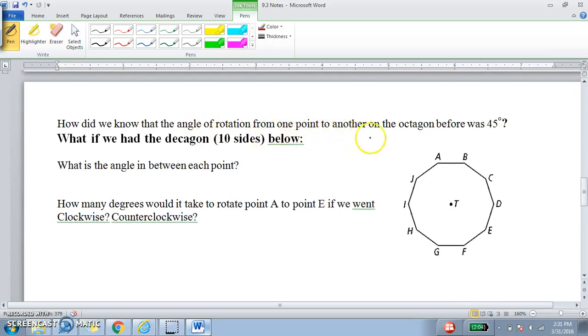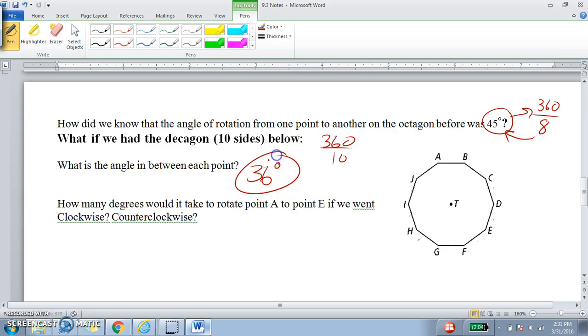So we knew that the angle of rotation from one point to another on the octagon was 45. Well, first of all, because it was given to us, but also because if we apply the rule that we just wrote, 360 divided by 8 sides gives us 45 degrees. So if we had a decagon, which is like this shape down here, 1, 2, 3, 4, 5, 6, 7, 8, 9, 10 sides, then we take 360 and divide by 10. So the angle in between each point would be 36 degrees.